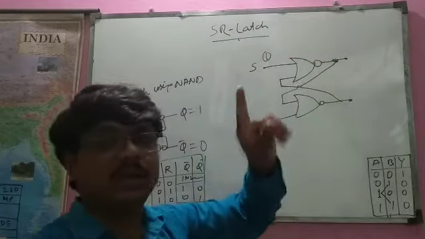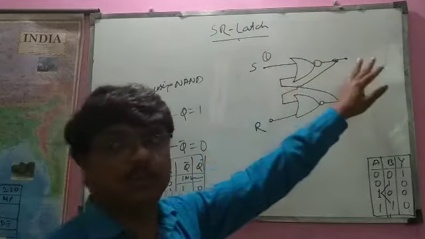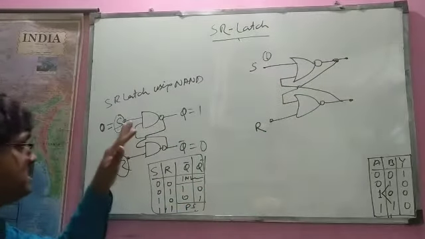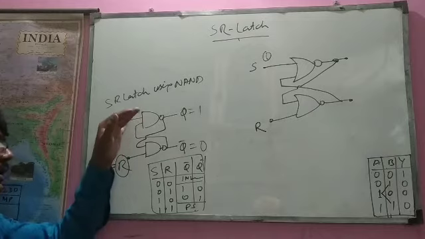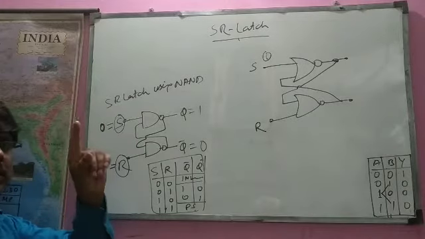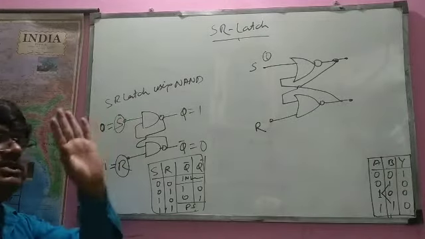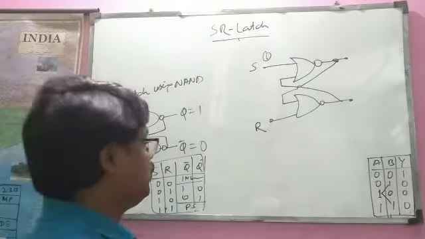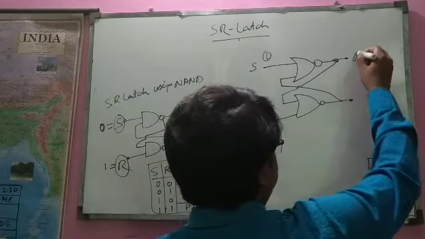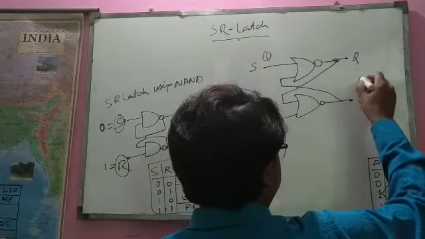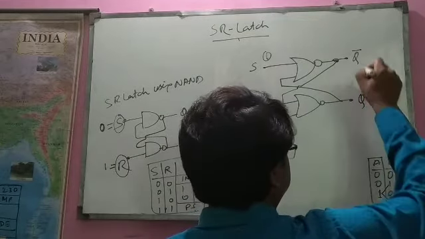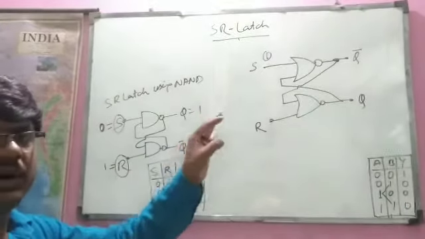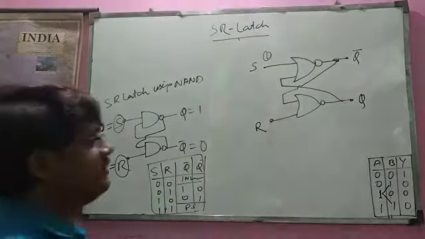A single input may change the output if the input is 0 in a NOR gate, and likewise in this NAND gate, if only one input is 0, it will change the output to 1. So this is known as the enable. That's why we will take Q bar here and Q here, because the enables are different, so that's why we have changed it like this.